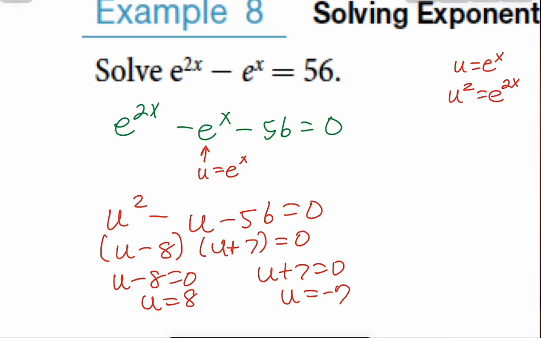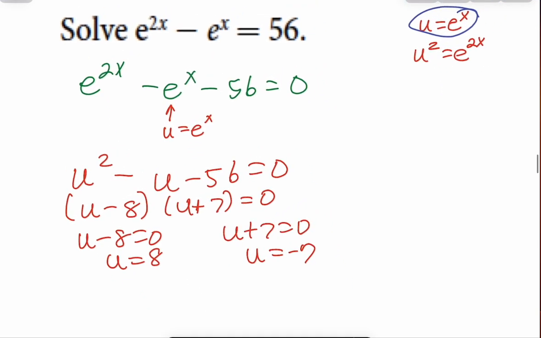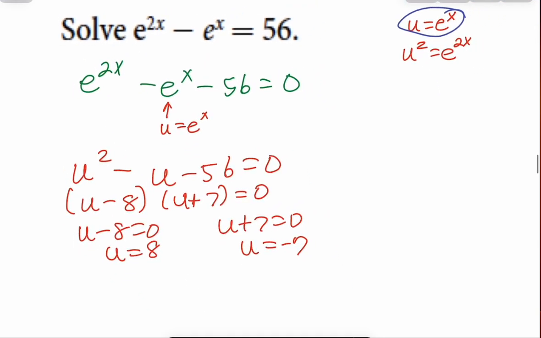Now, we weren't solving for U. We were solving for x. So now you got to put back in what you originally substituted. So let's look at what we substituted. U is equal to e to the x. So at this point, where the U is, take it out and put an e to the x.